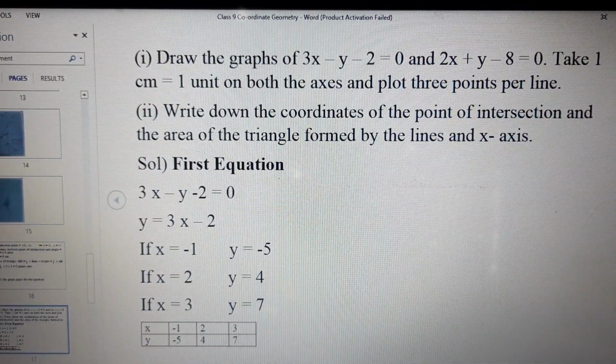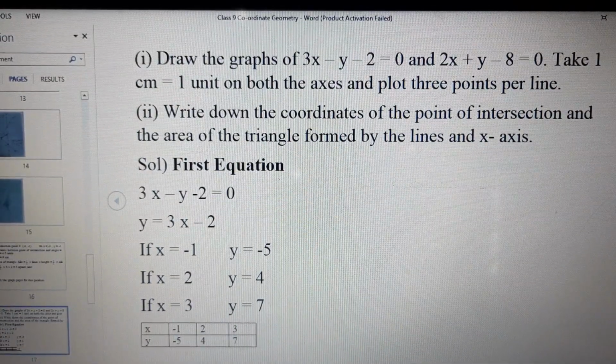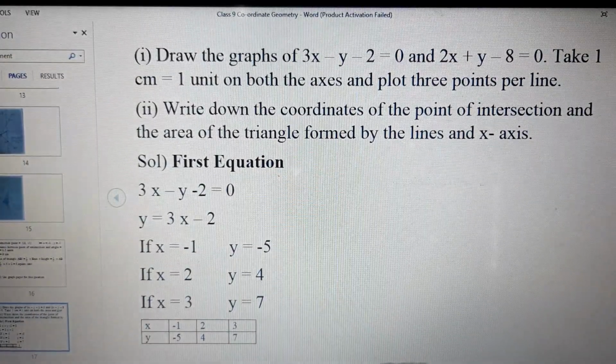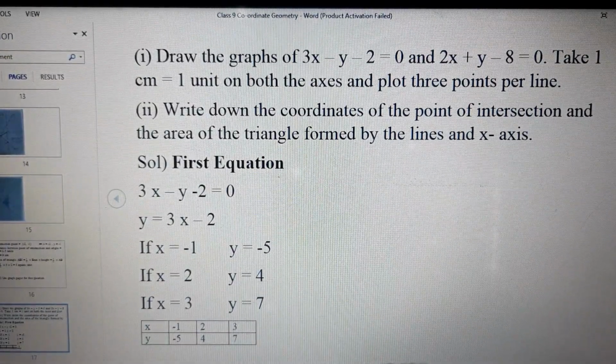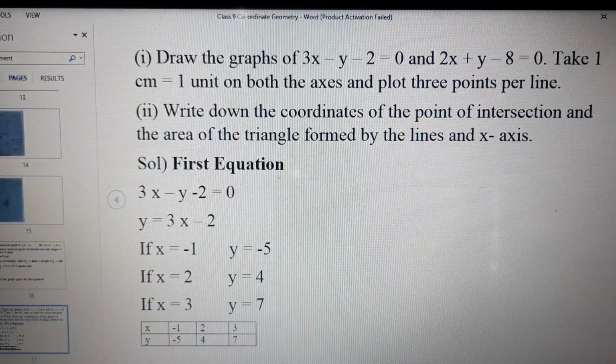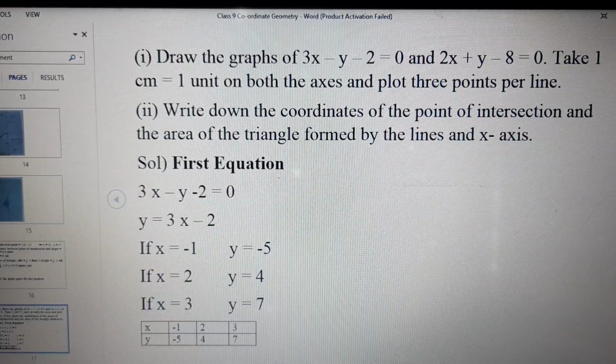Similar kind of a question. Okay. It says that we have to draw 2 lines on the graph paper. We have to solve them graphically. But we have to take the scale as 1 centimeter is equal to 1 unit. So we will follow the same procedure.